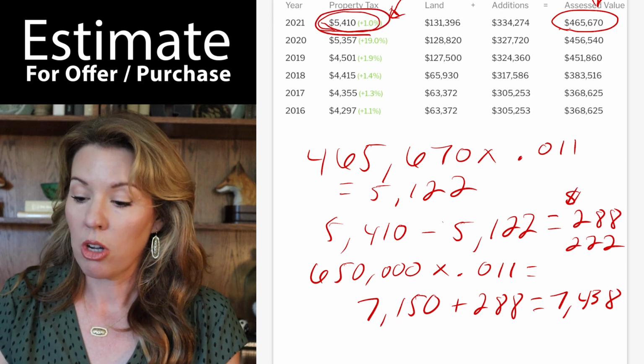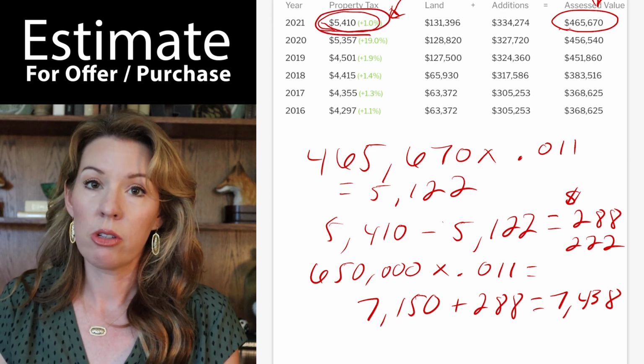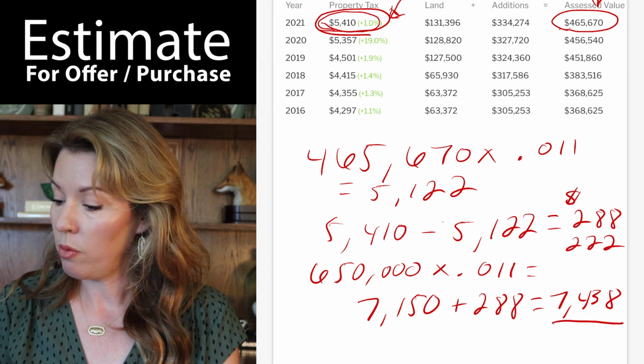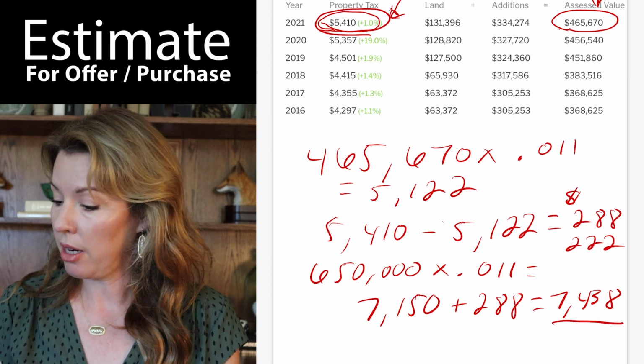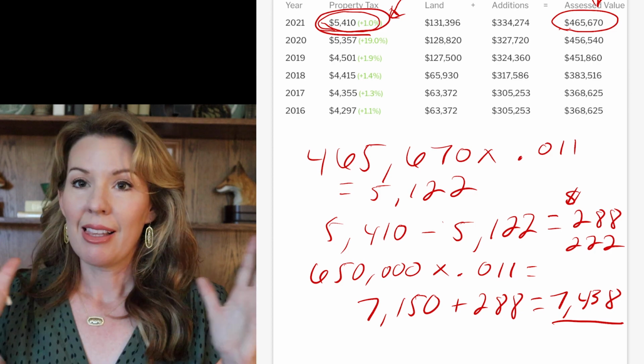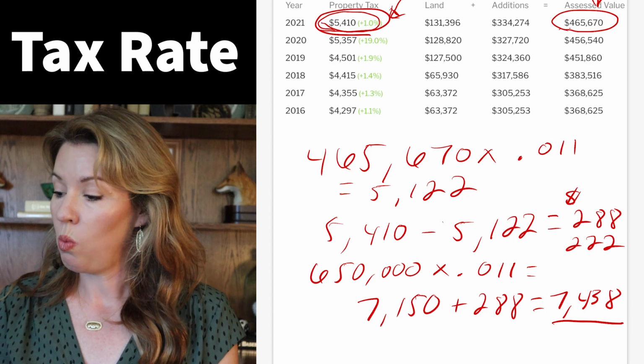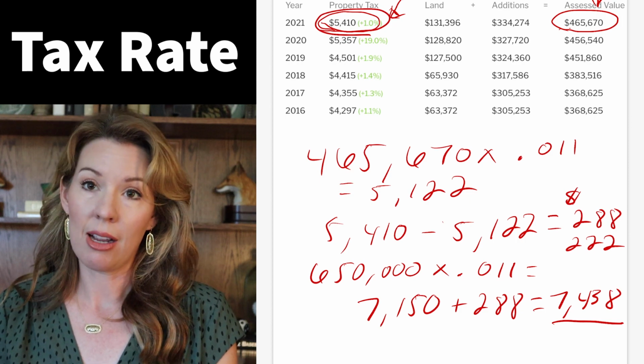So this number, although the current owner is paying $5,400 in special and property taxes right now, is a lot less than what you would be paying at the current market value. So the last calculation that will run on this particular property is what is the overall tax rate.